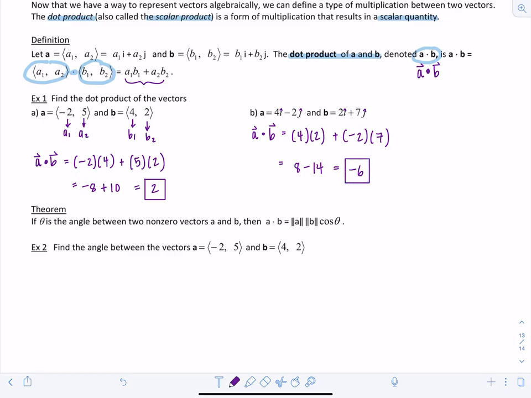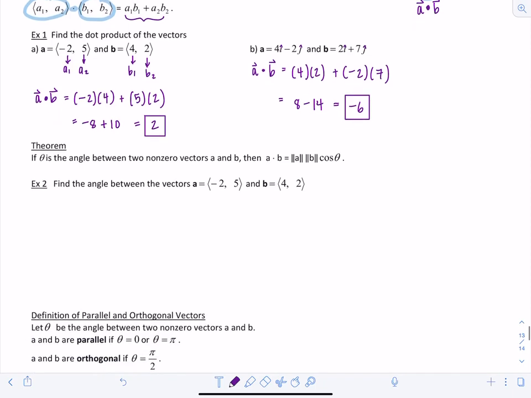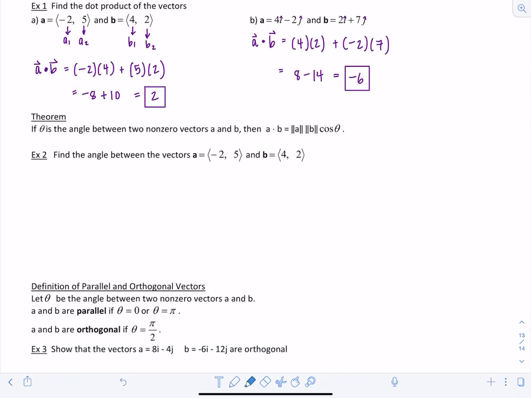Okay, now that you know how to compute the dot product, what is it used for? Probably one of the most useful applications is the following theorem. If theta is the angle between two non-zero vectors A and B, then A dot B is equal to the magnitude of A times the magnitude of B cosine theta. So here we are able now to find the angle between two non-zero vectors. So say this is vector A, this is vector B, and theta is the angle between them. Well, I can figure out the value of theta by using this theorem here.